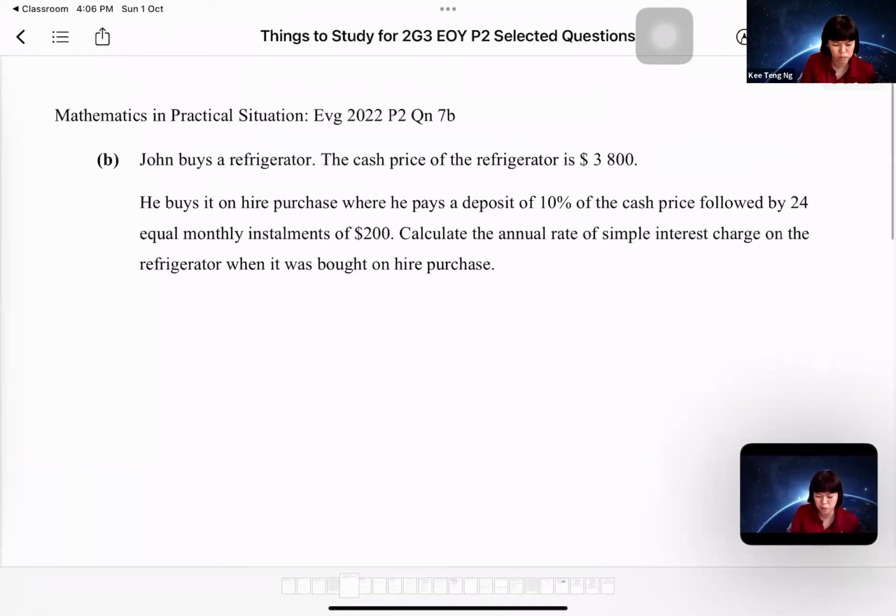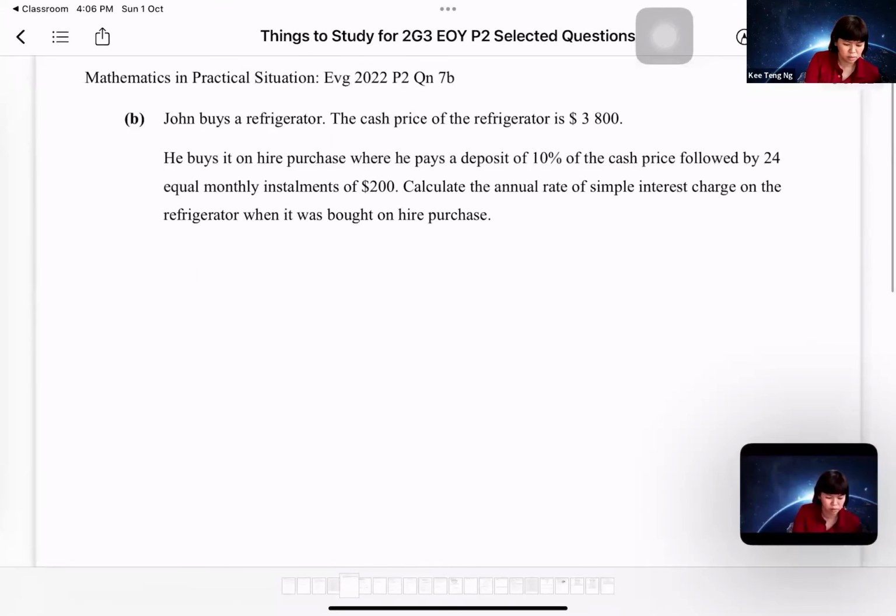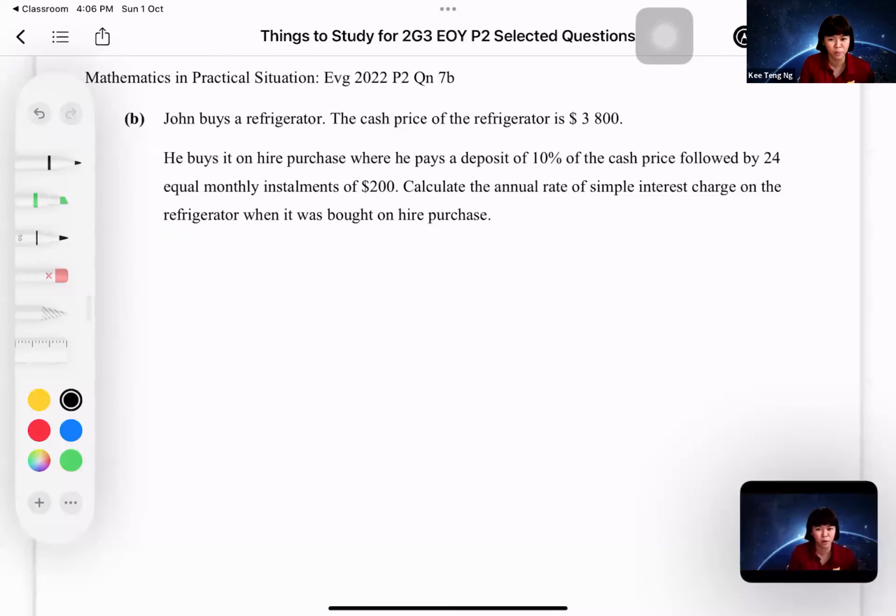Hire purchase. This one is the question that Jitha wanted. But he's not here right now. But never mind. Hopefully, luckily I got press recording.